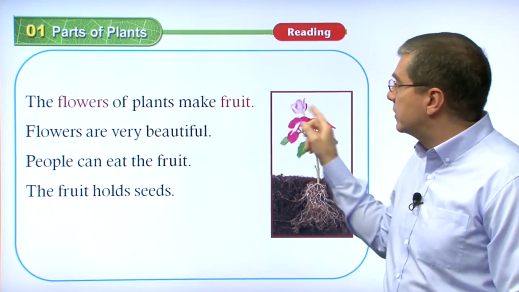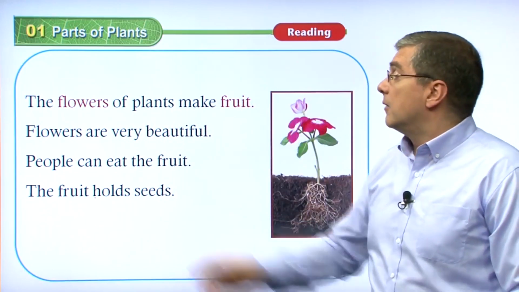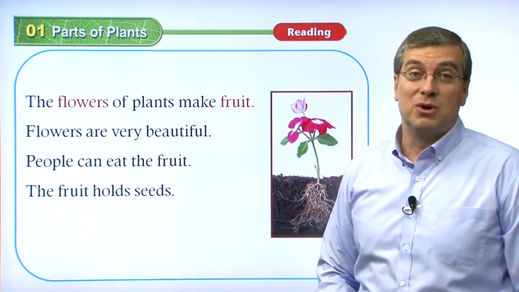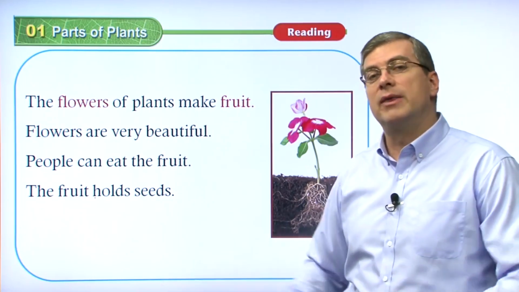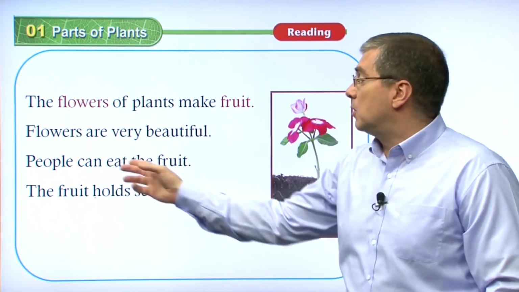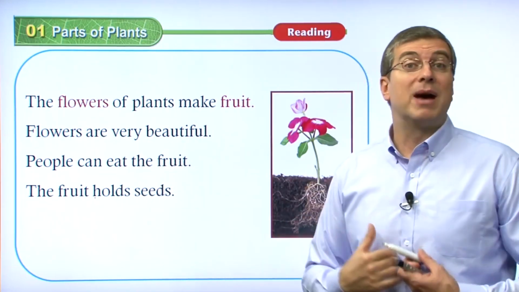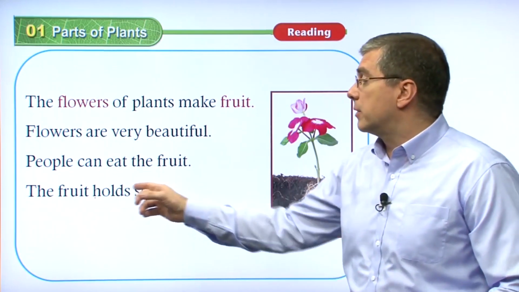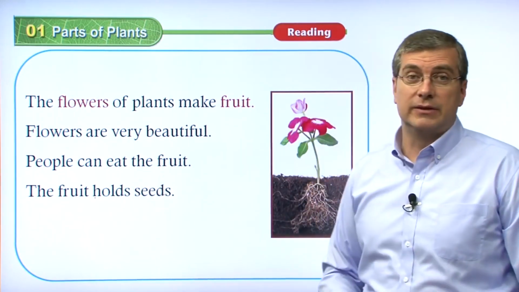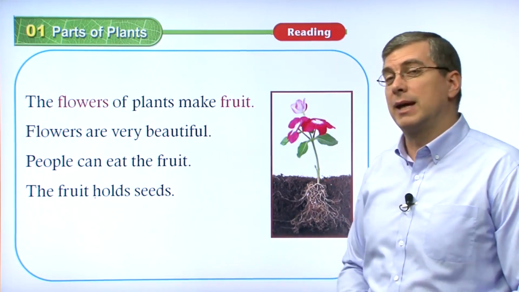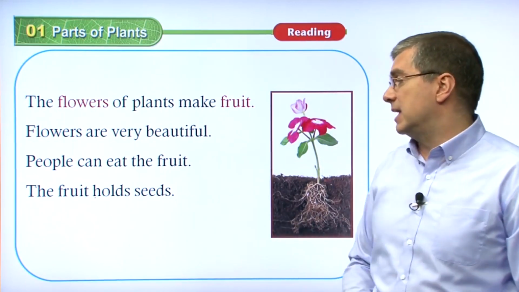So what do the flowers do? They make fruit. Flowers, of course, are very beautiful. That's just an extra thought that we're putting in there. People can eat the fruit. That's how it benefits us. Also, the fruit holds seeds, and we'll talk about that later on. But the fruit holds seeds.